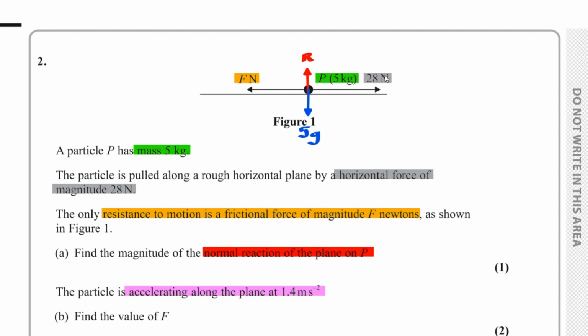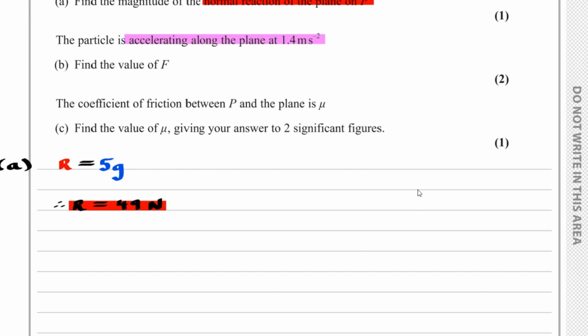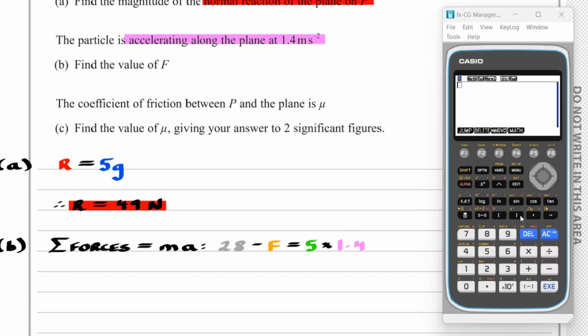We've got this forward force of 28 newtons, and we've got this frictional force opposing it. We know what the mass is, and we are told what the acceleration is. Therefore, for part B, using the sum of the forces equals mass times acceleration, we have 28, the forward force, subtract the resistive force F. This is equal to the mass 5 multiplied by the acceleration 1.4, and what we are required to do is find out what F is.